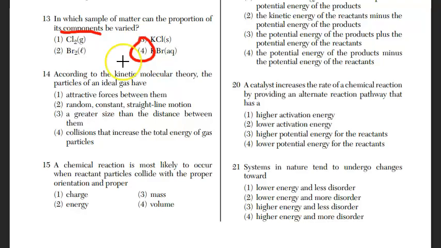For 14, according to kinetic molecular theory, the particles of an ideal gas have. Students get confused with this, and I totally understand. It's an interesting concept, but kinetic molecular theory is how we explain behaviors of gases. And we simplify this whole idea of how gases interact, and we call the gas an ideal gas. No gas is totally ideal. Obviously, we have real gases.